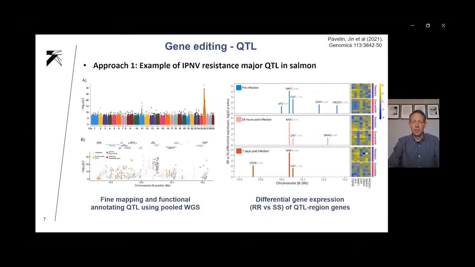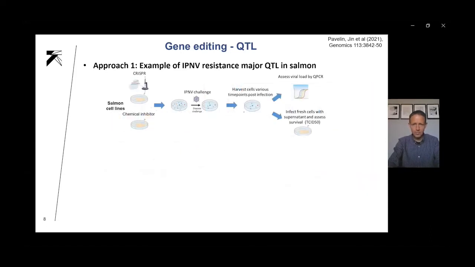An example of taking this approach was some research that we did for IPNV resistance, where there's a major QTL that's previously been identified in salmon. You can see there on the left the QTL on chromosome 26. We did some functional annotation of the QTL region using whole genome sequencing approaches, and then looked at differential expression between resistant and susceptible animals, highlighting this NAE1 gene as a potential functional candidate.